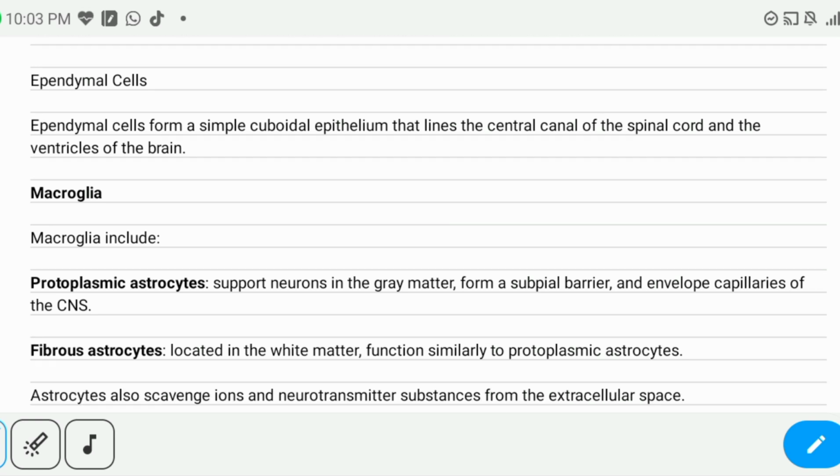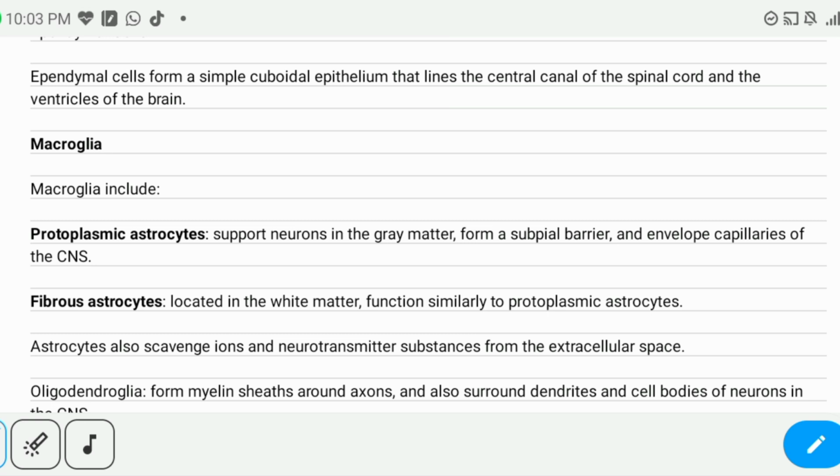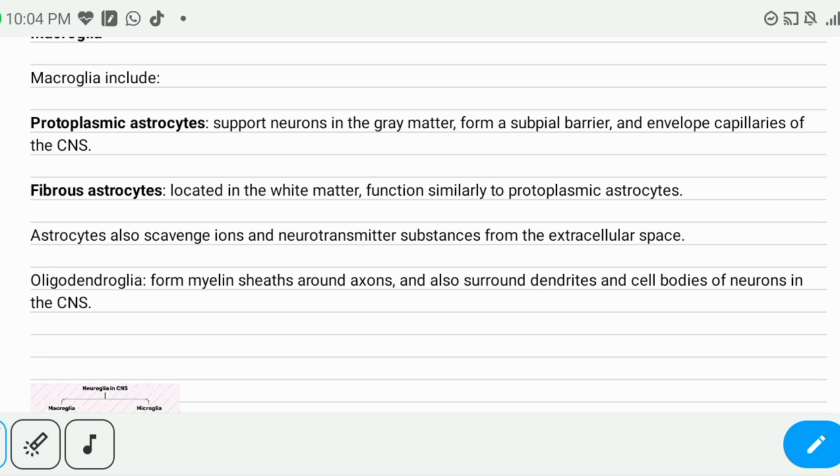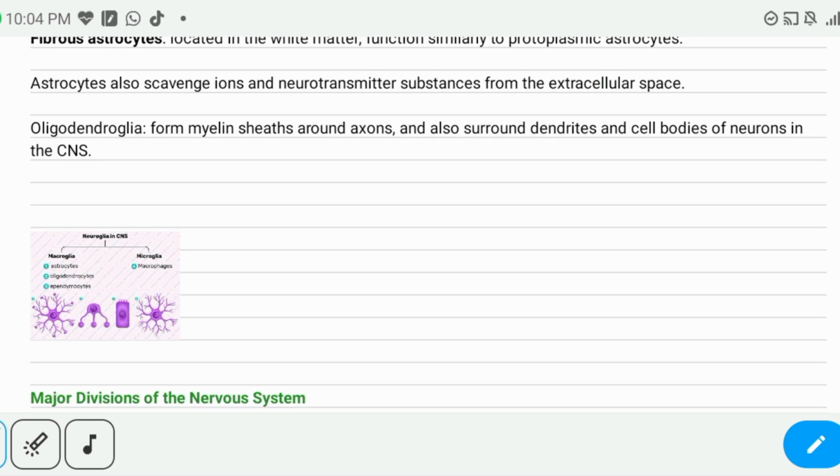Let us go a little bit on macroglia. Macroglia includes the protoplasmic astrocytes, which support neurons in the gray matter, form the blood-brain barrier, and envelop capillaries of the CNS. Fibrous astrocytes located in the white matter function similarly to protoplasmic astrocytes. So the function of fibrous astrocytes is also similar to that of protoplasmic astrocytes. We should take note of them.